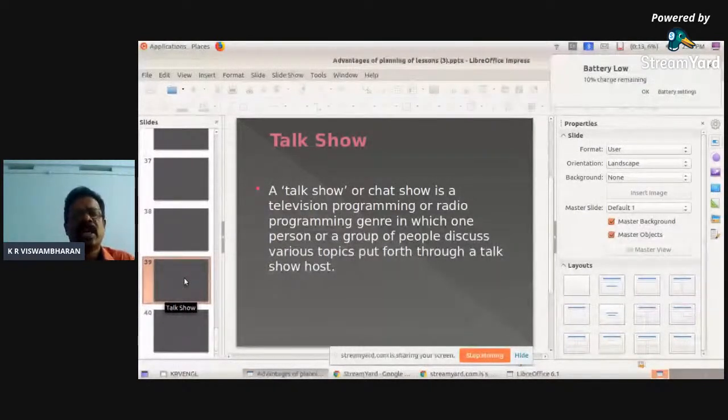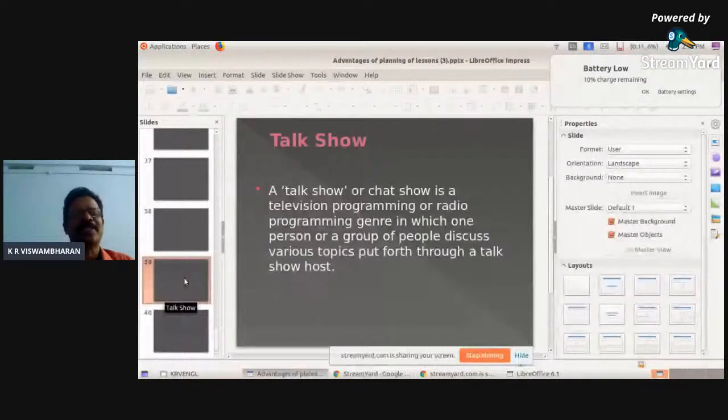A talk show or chat show is a television or radio programming genre in which one person or a group of people discuss various topics put forth by a talk show host. You may listen to Asianet News, I am not advocating for that. You may watch 24, News 18, any channel, Malayalam Manorama, any channel. They are giving more importance to it. Even I think 24 News has introduced MLAs as reporters. Our MLAs are acting as reporters, particularly to popularize their activities in their constituency.